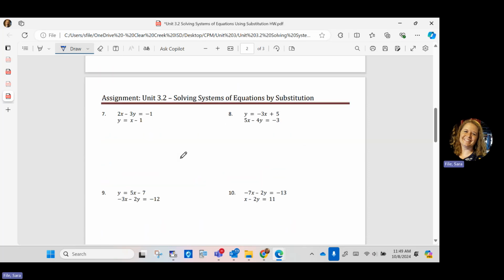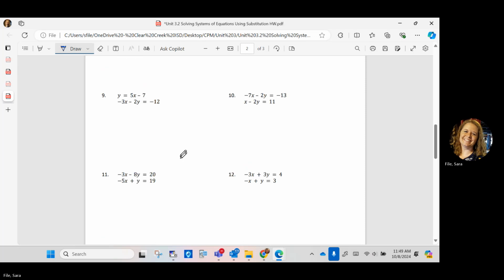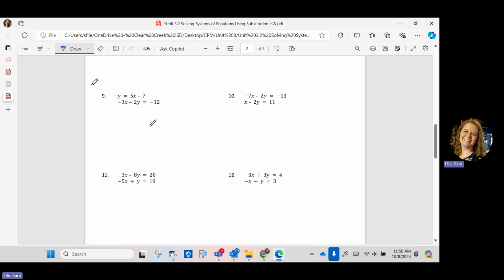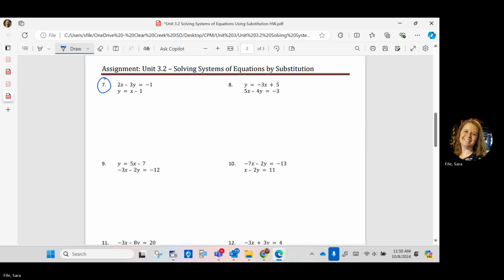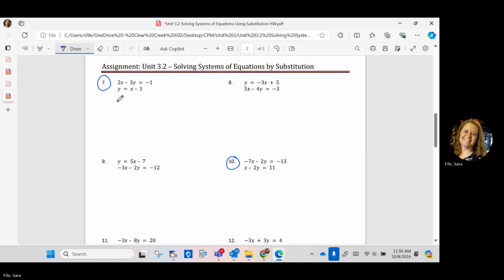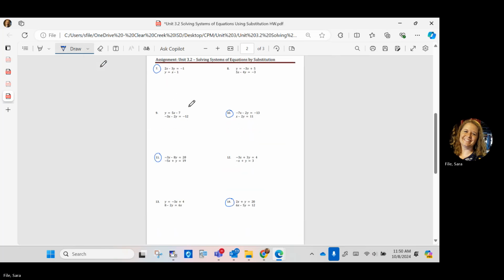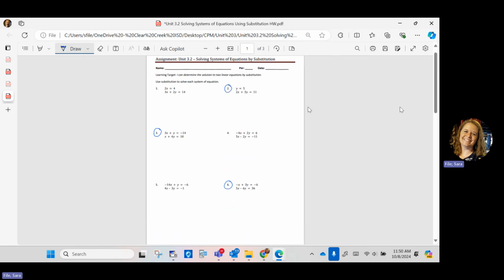And then on the back, you're going to do, hang on, I have it written down here. Let me double check. Yeah. You're going to do 7, 10, 11, and 14. Okay, so I'll pass this out and you can circle those problems and only do those. So you're only doing half of the actual paper.